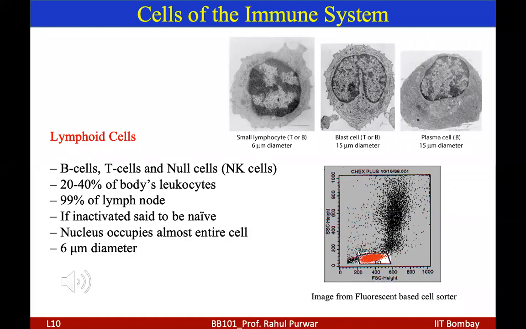Okay, so in our body, 20 to 40% of the body's leukocytes are B, T, and NK cells. They are basically present 99% in the lymph nodes. If they are inactivated, they are generally in the resting state, and the resting state of the cell is called a naive cell, and they are very small, around 6 micron diameter.